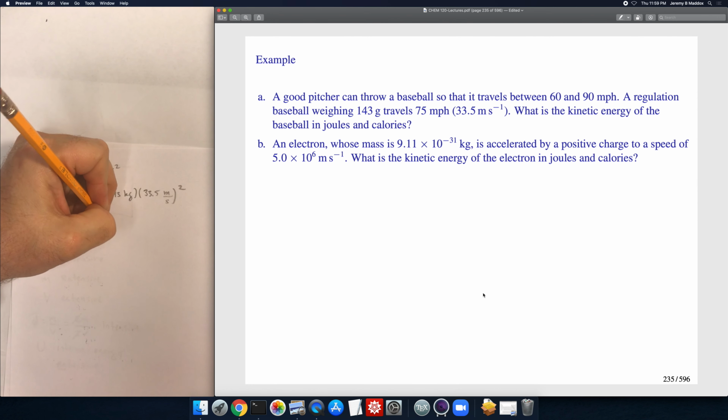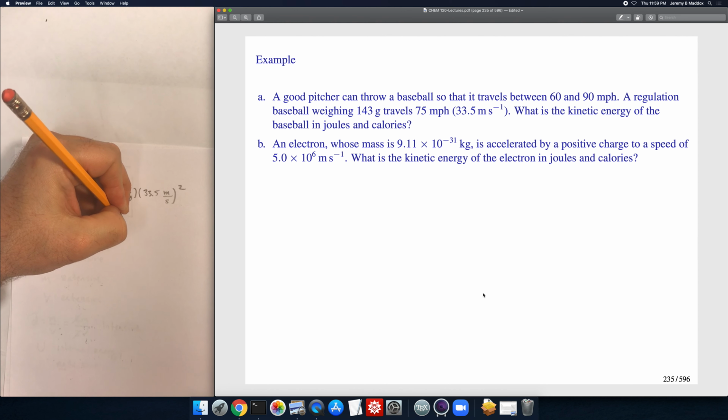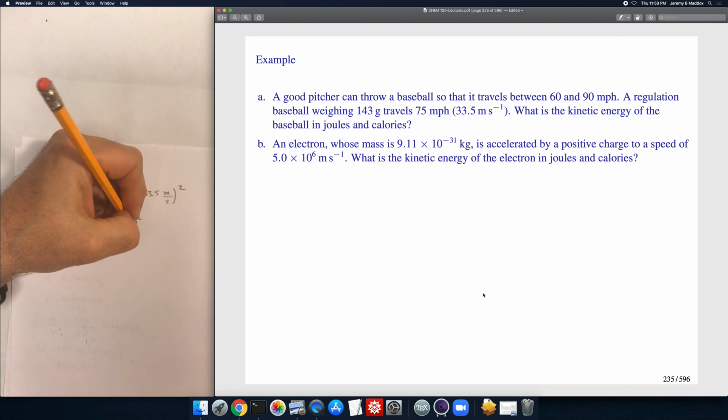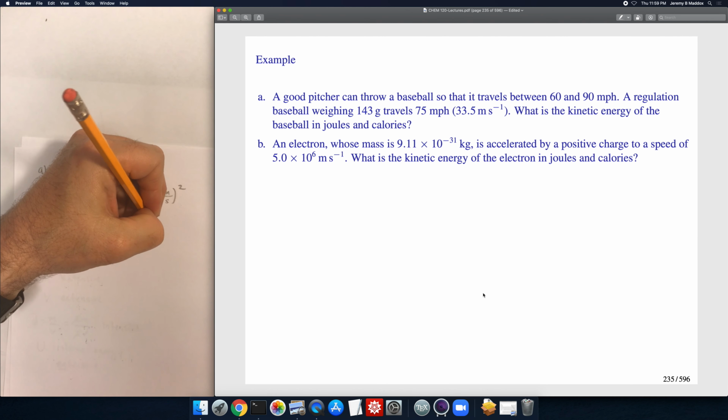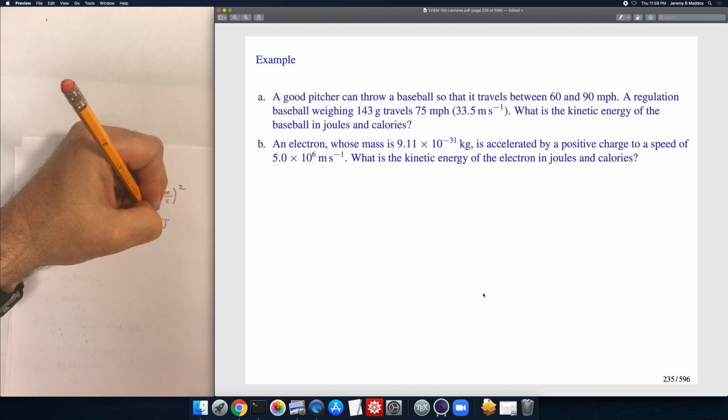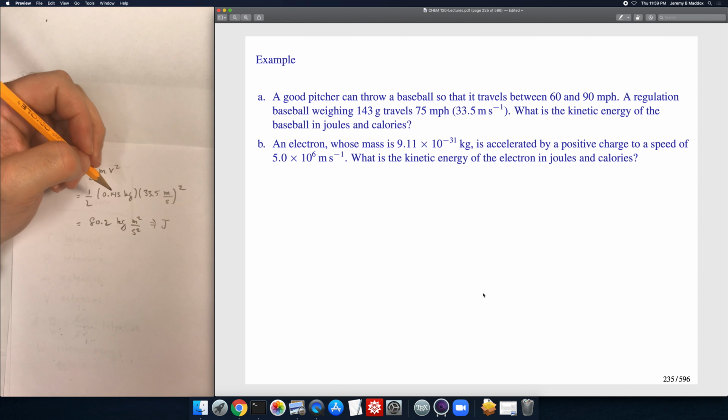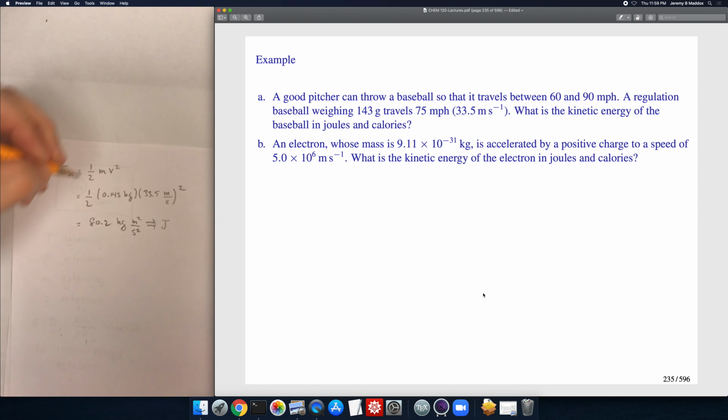80.2 kilograms meters squared per second squared, which is equivalent to the joule, right? So that unit, kilogram meters squared per second squared, is equal to a joule. So 80.2 joules.